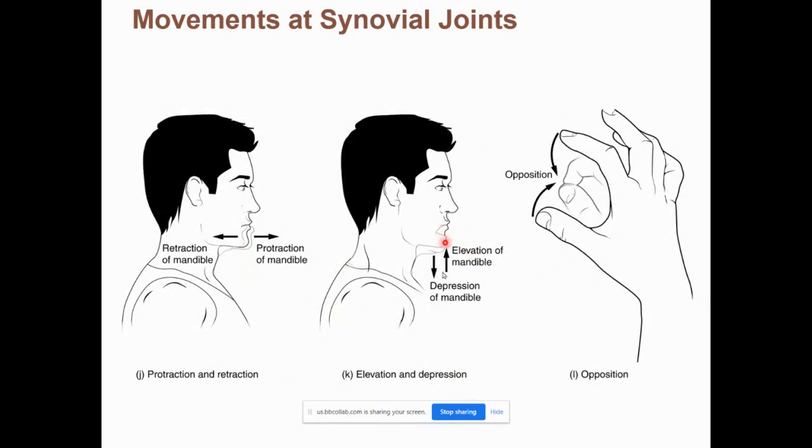Your mandible can lower and raise. That's depression and elevation. It can jut outwards or go back inwards. That's protraction and retraction. Thanks to our saddle joint way down here, we're able to perform opposition, and that's touching our thumb to any of the other four fingers.